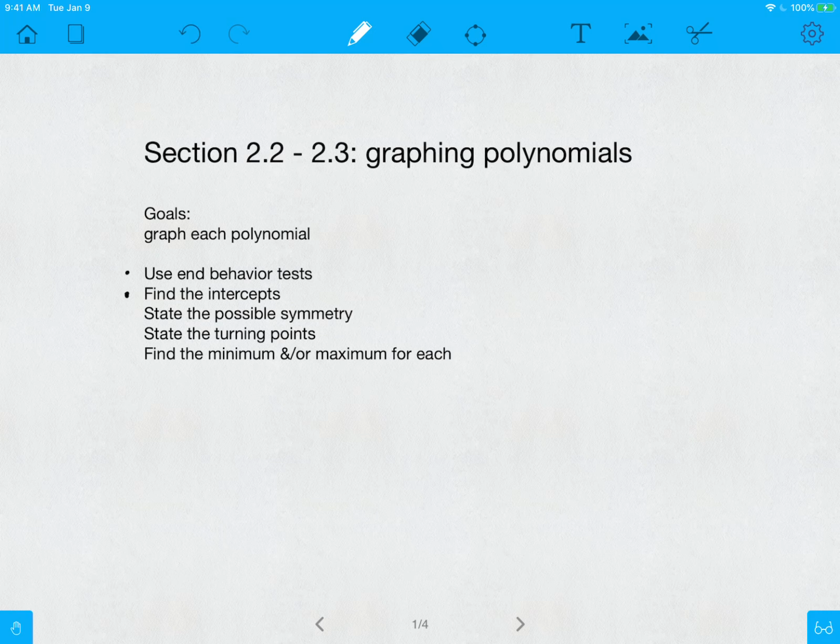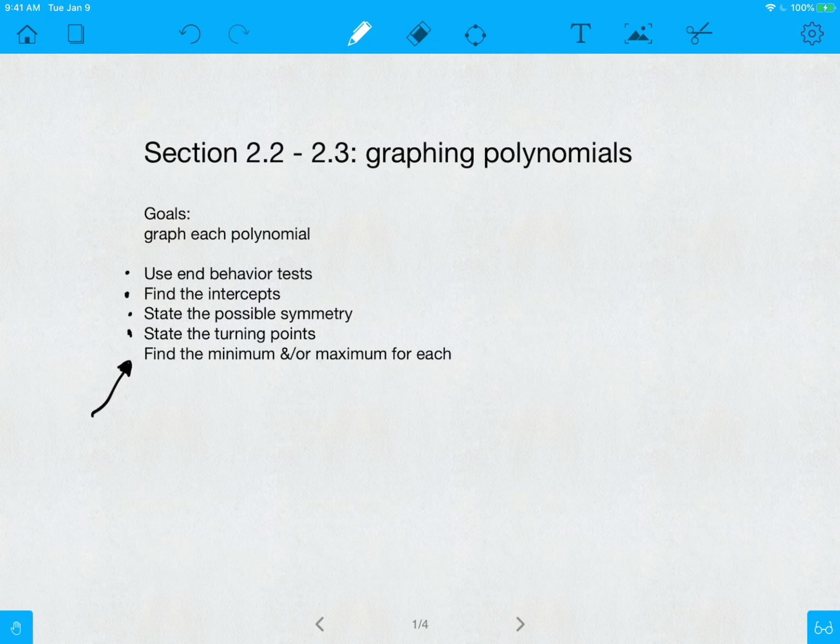We want to find the intercepts, x and y intercepts, factoring if possible. If not, you can always use the quadratic formula on certain problems I'm providing you here. We want to state the possible symmetry if it's symmetric at all. State the turning points, or how many turning points there are. And then the new one today, our focus in this video, is to find these max and mins, relative max and mins.